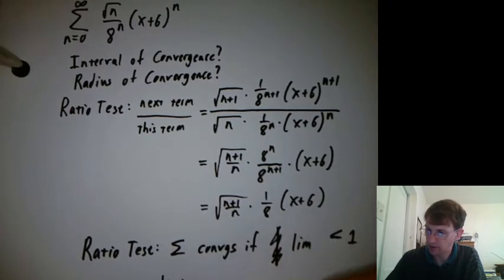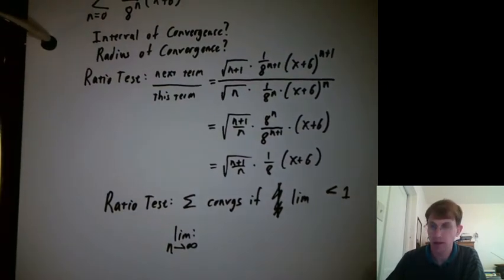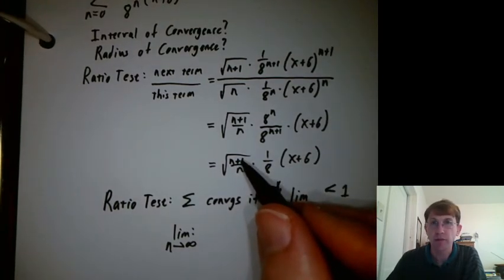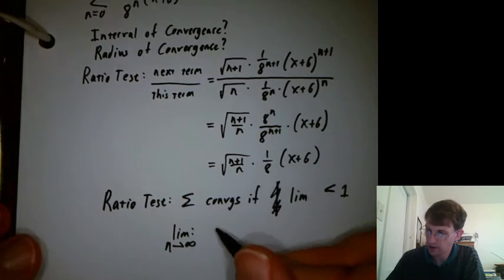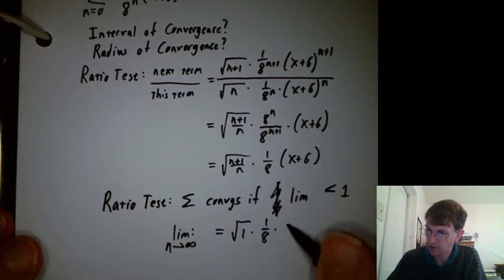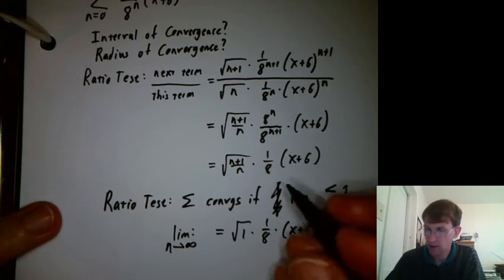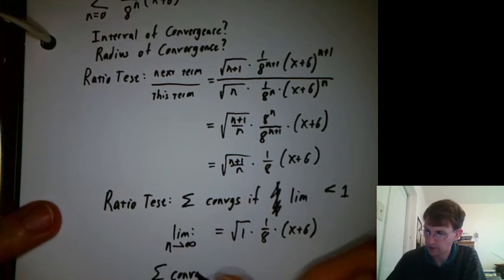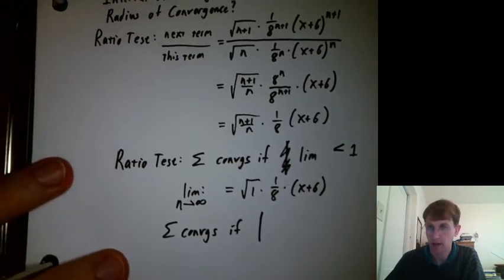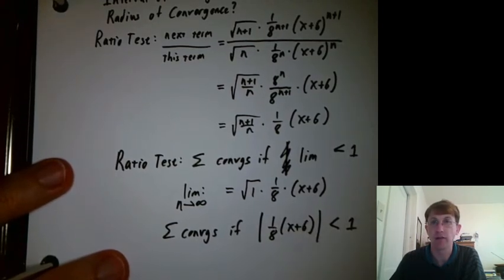What is this limit? We're taking n to infinity. This term, again, gives us like a billion plus 1 over a billion, which is basically 1. So we're getting square root of 1 times 1/8 times, and then this x plus 6, the n doesn't affect that, so I just copy it. So the sum converges if the absolute value of that thing, I'll leave off the square root of 1, is less than 1 and diverges if that absolute value is greater than 1.